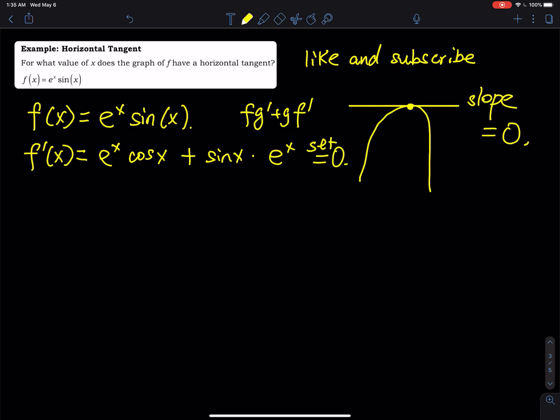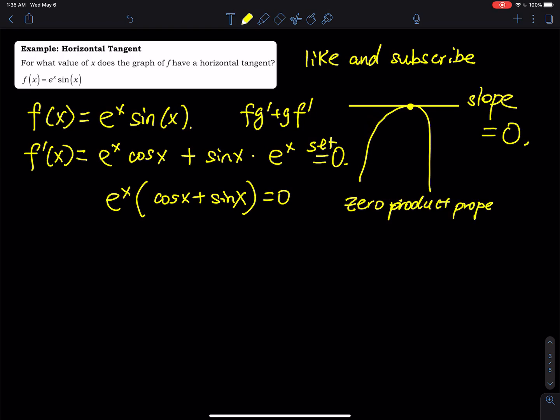The way I solve this equation is I factor out e to the x, and then I have cosine x plus sine x equals 0. The next step is I am going to apply the zero product property. Zero product property says if you have a times b equals 0, that means either a equals 0 or b equals 0, or they are both equal to 0.